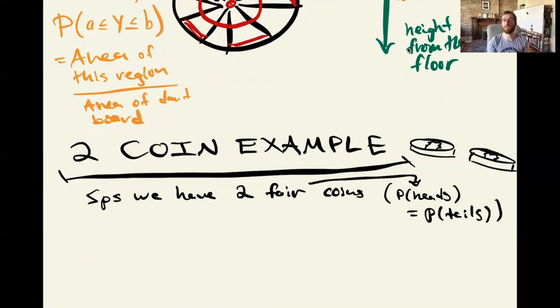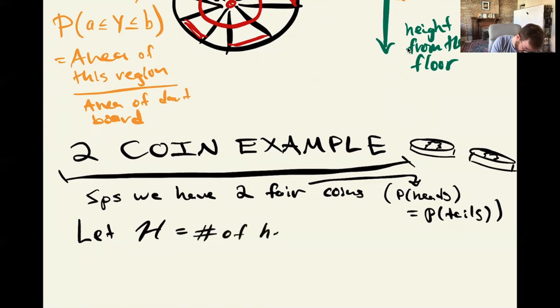Now, what are some interesting quantities that I could attach to this experiment of tossing 2 coins? Well, one candidate random variable, so it's a number, a quantity that I can attach to this experiment, is counting the number of heads that I get. So let's, and I'll call this kind of curly h, just to indicate it as separate from individual heads and tails attached to each coin. So let curly h equal the number of heads when we toss both of these coins.